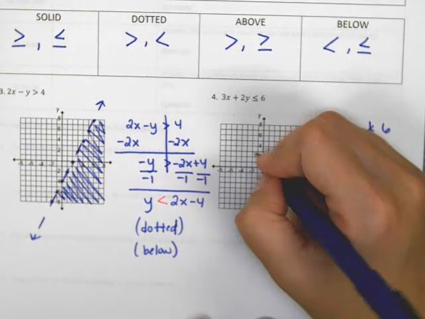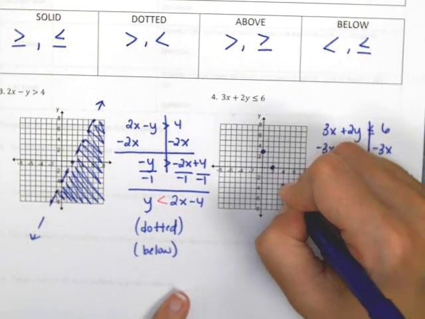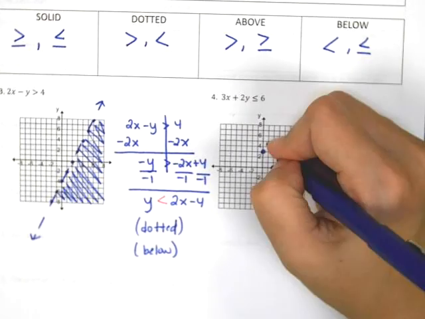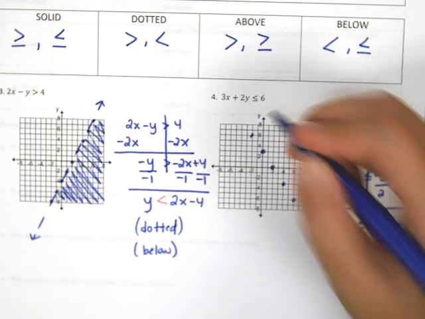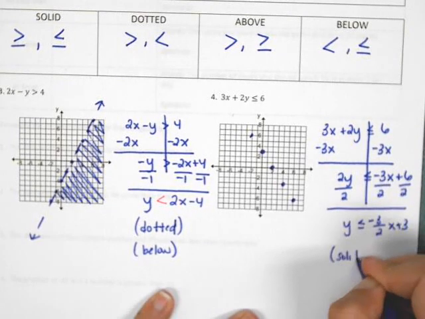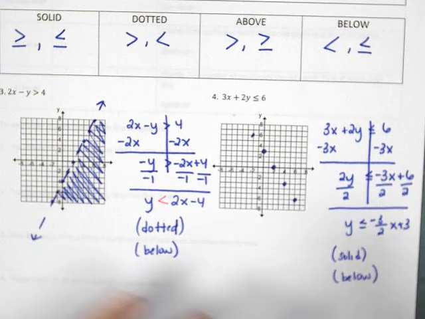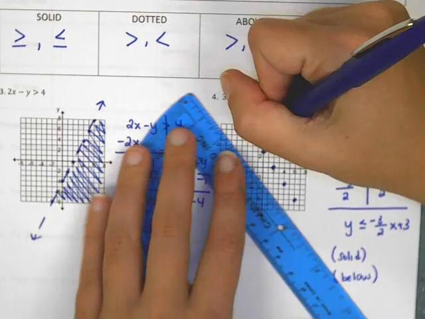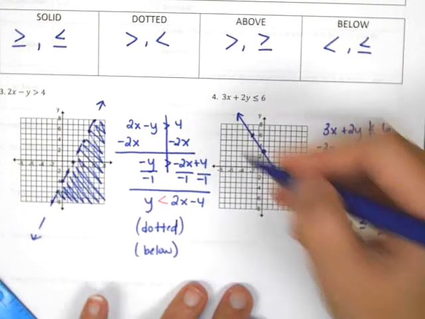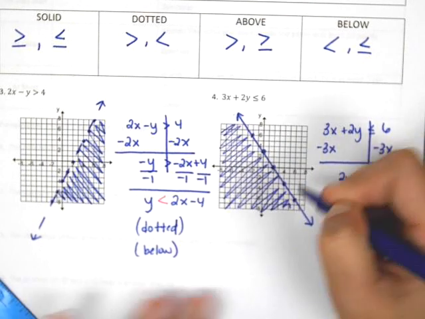Now I'm going to plot a point on the 3. Down 3 over 2, down 3 over 2, down 3 over 2. Or up 3, left 2, up 3, left 2. I'm going to make this a solid line because there is an equal to, and I'm going to shade below because it's a less than. So solid line, shade below because it's a less than, would be this part of the graph right here.